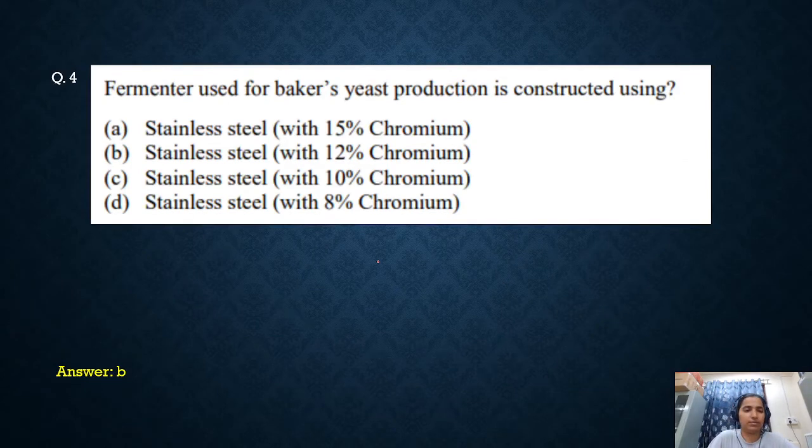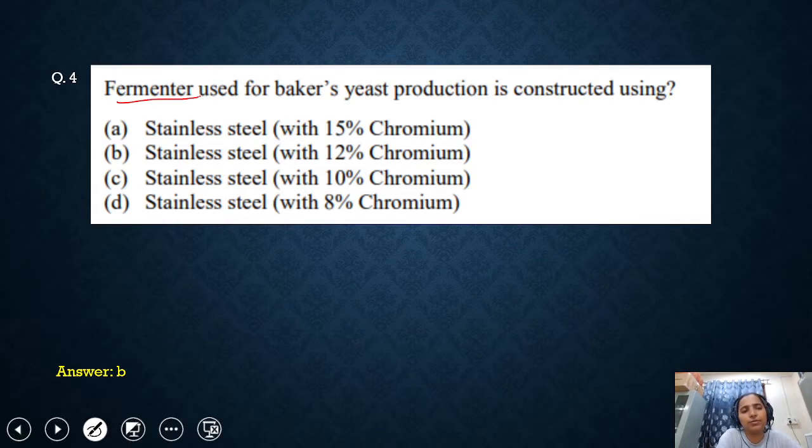Okay, answer is visible. Okay, let's. This question is: fermenter used for baker yeast production is constructed using. They have given that you must know that mainly this fermenter is made of stainless steel. The only difference is the amount of chromium that is present. So how much amount of chromium is used? Although the answer is visible, you must know that 12% of chromium is used.